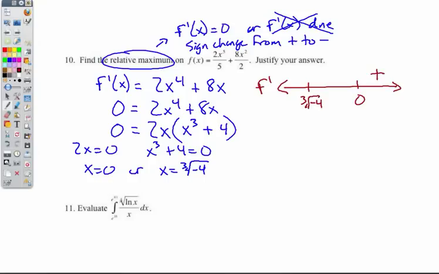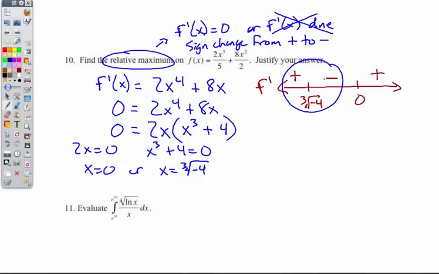Between 0 and the cube root of negative 4, let's try negative 1. When I plug in negative 1, I'm going to get a negative answer. If I plug in something much less than the cube root of negative 4, let's say negative 2 or negative 3, it will end up giving me a positive value back. And so right around this critical value, the cube root of negative 4, we've got a sign change from positive to negative, which is what we need.